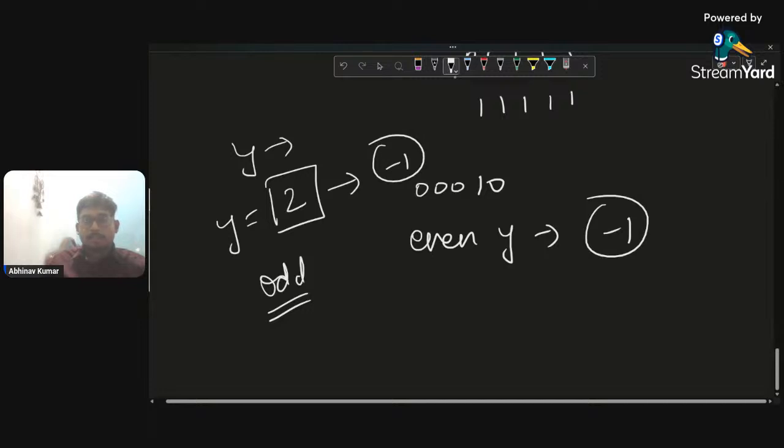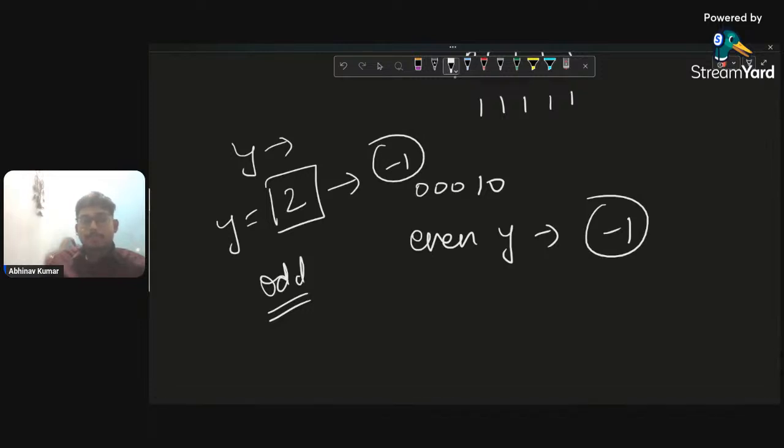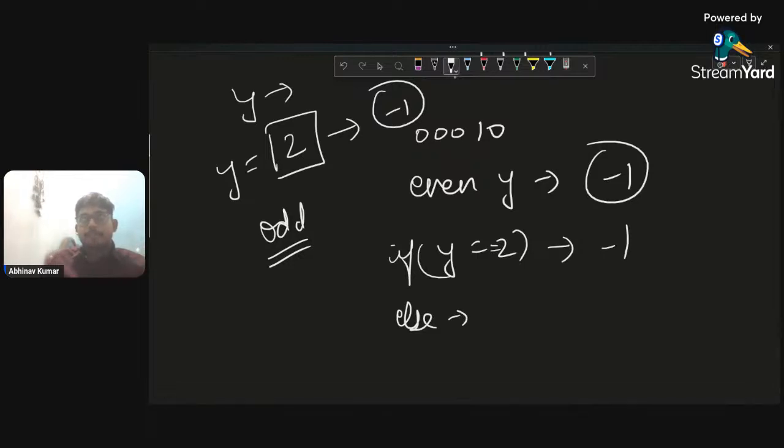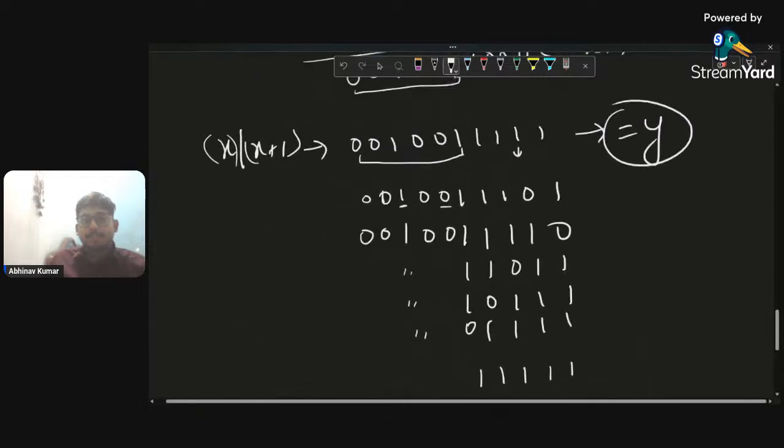So basically what we can say is, if we have y equal to 2, give -1 as the answer. Else just iterate on the bits of y from the least significant bit. Okay, so just iterate from the least significant bit until you are getting ones. Just keep moving.